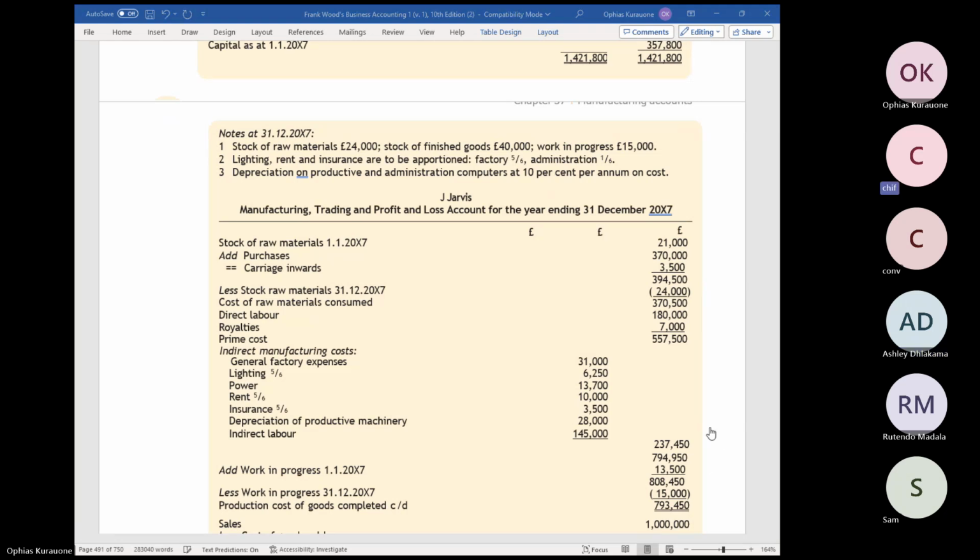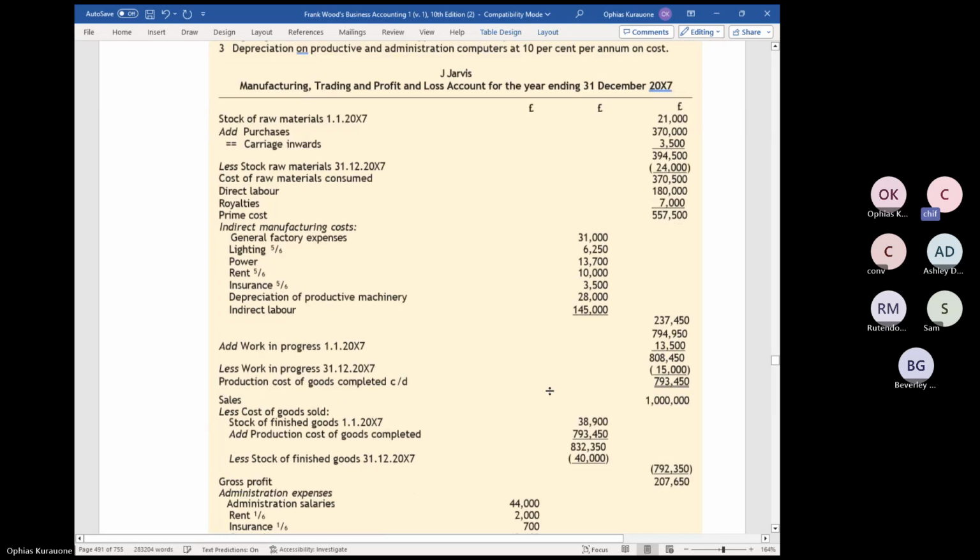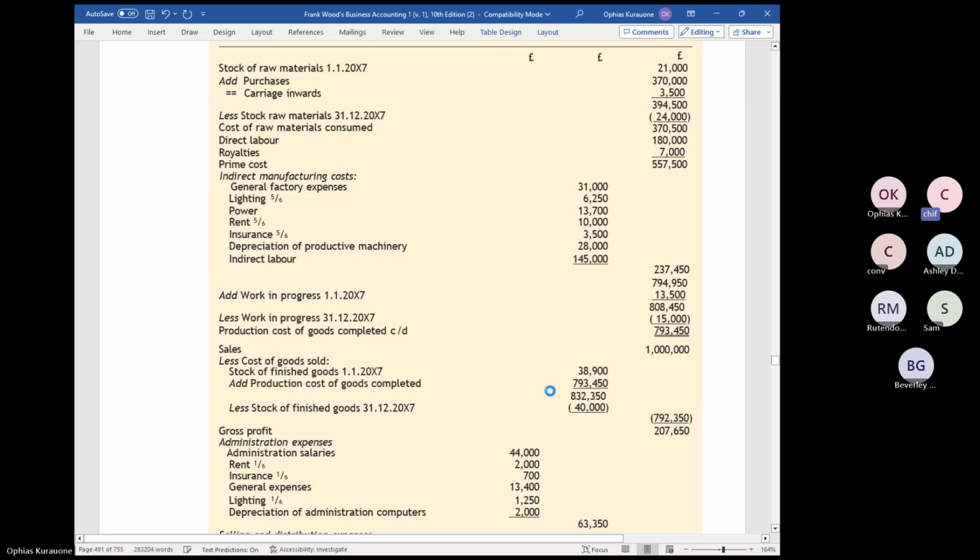Then notes at 31/12/20x7. One, stock of raw materials 24,000. Stock of finished goods 40,000. Work in progress 15,000. Second, lighting, rent and insurance are to be apportioned: factory 5/6, administration 1/6. Third, depreciation on productive machinery and administration computers at 10% per annum on cost.